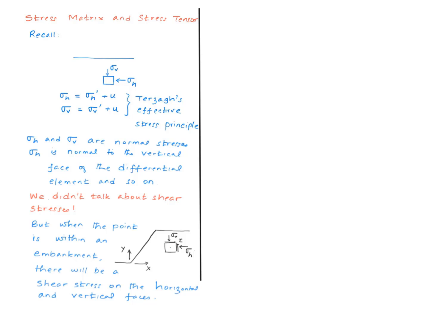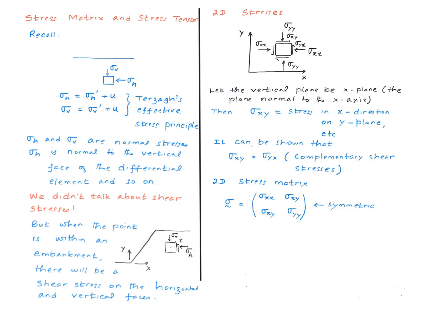But if I take my point within an embankment like this and define a differential element with respect to the horizontal and vertical directions, then there will be a shear stress on these planes. So let's define these stresses properly first. Here is a description of the 2D stress. First of all, we should note that when we talk about a stress at a certain point, we are not talking about a scalar like density at a certain point.